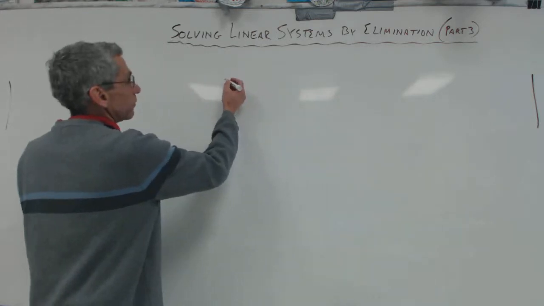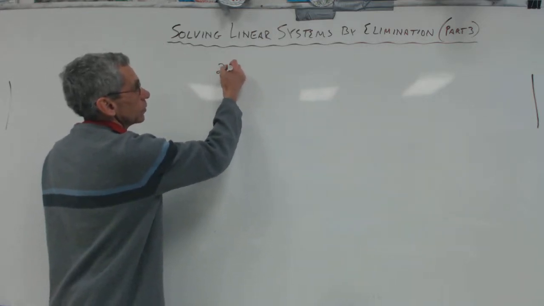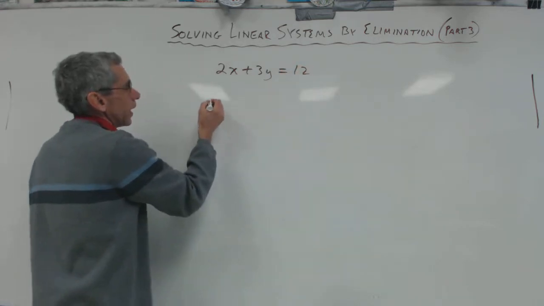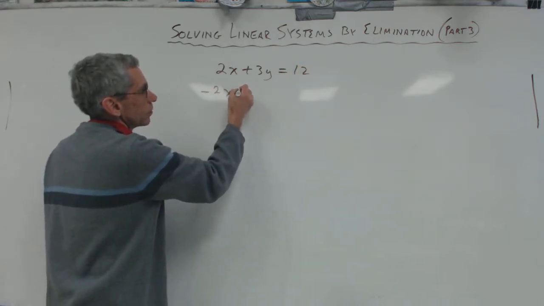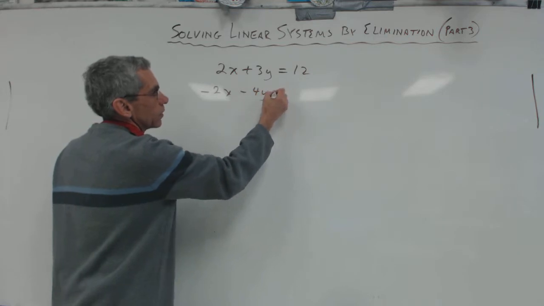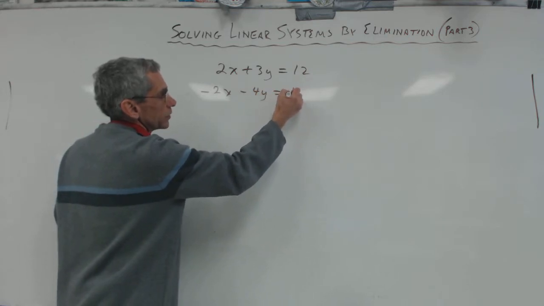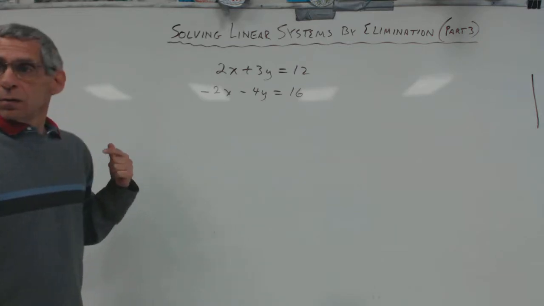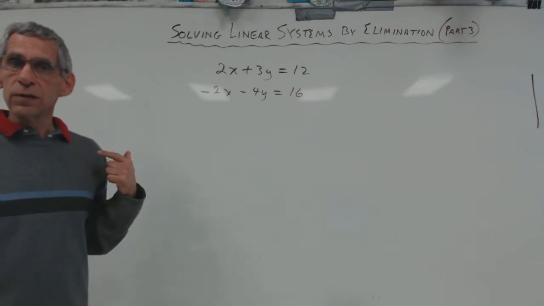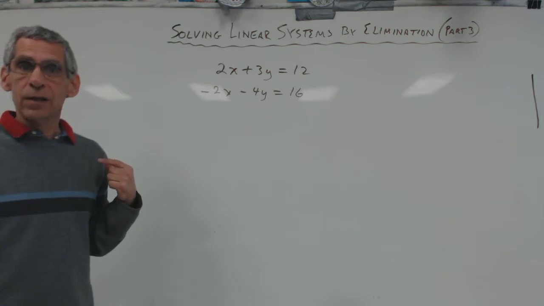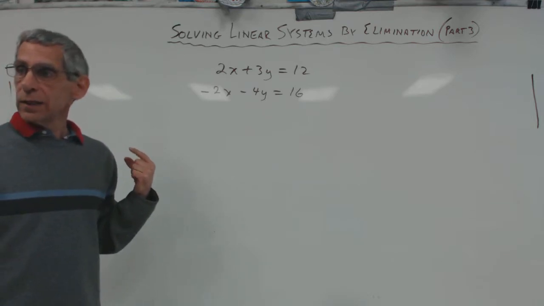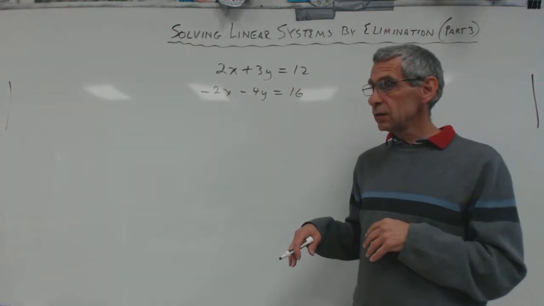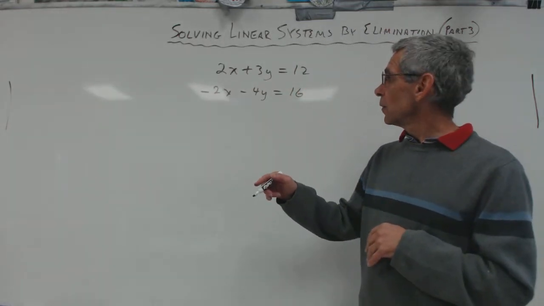Real quickly, if I had given you a problem like this, 2x plus 3y equals 12 and negative 2x minus 4y equals 16, right? What would I do to solve using the elimination method? Could I eliminate either the x's or the y's by just adding the two equations together?